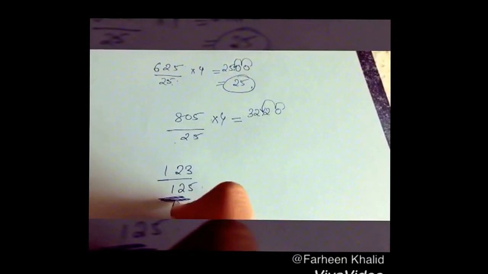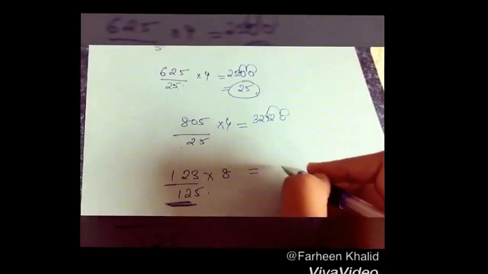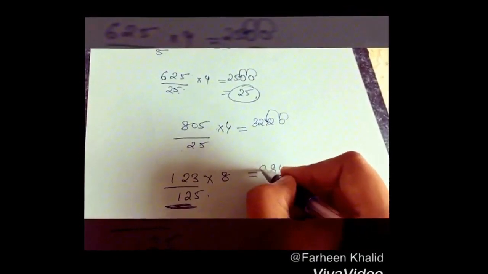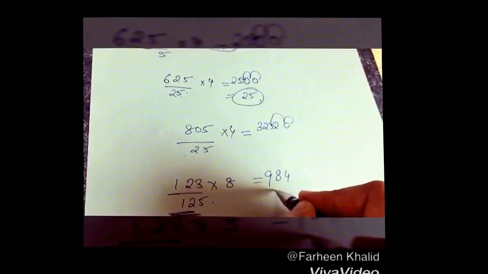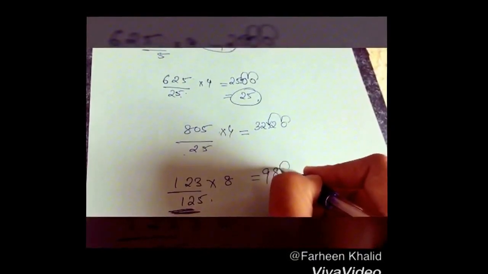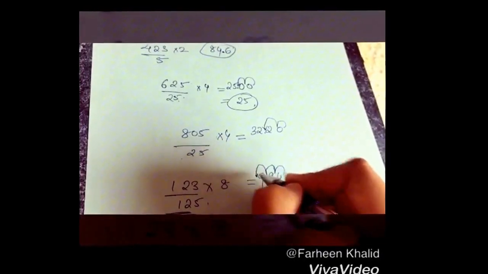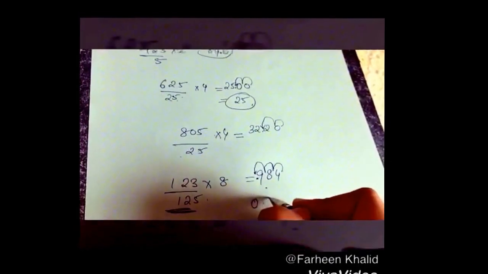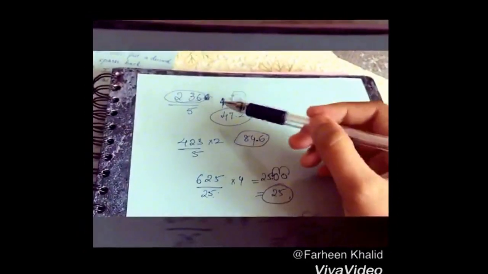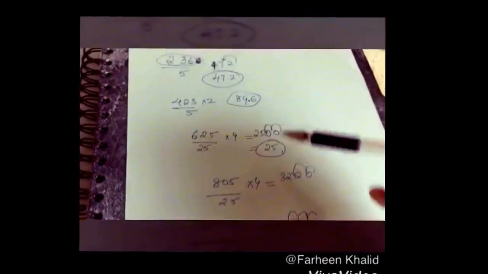In case of 125, we multiply the numerator by 8. So let's do that. So 8 times 3 is 24, 8 times 2 is 16, so it makes it 18, 8 times 1 is 8, 984. 984 is our answer, but we have to put a decimal space 3 spaces back, so that is 1, 2 and 3. So your answer is 0.984.